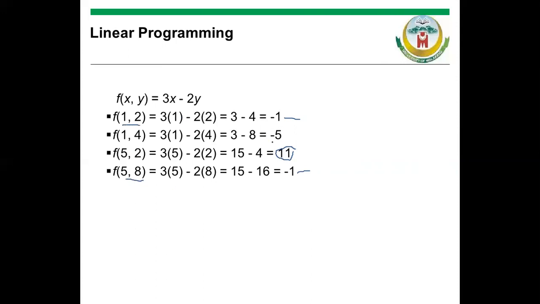The minimum is this one, not -1, because -1 is greater than -5. So the minimum value is this one. So for 1 and 4, we get the minimum value.